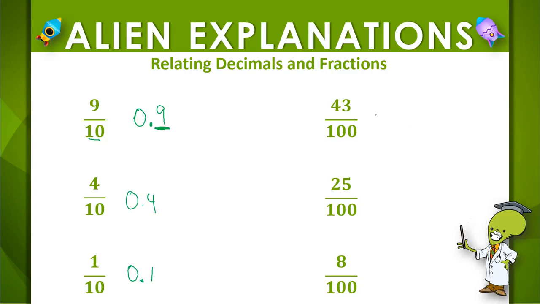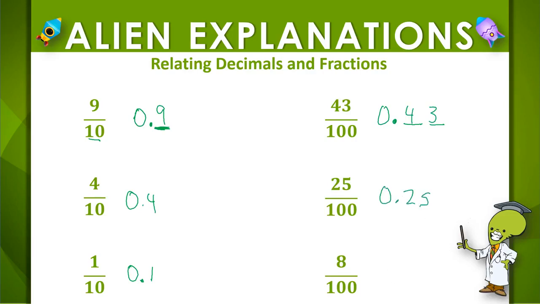Now for hundredths, think about these like pennies. It represents two spots behind the decimal point. So I have 43 hundredths. If you had 43 pennies, how would you write that? You would write it as 0.43. If you had 25 pennies, you'd write it as 0.25.